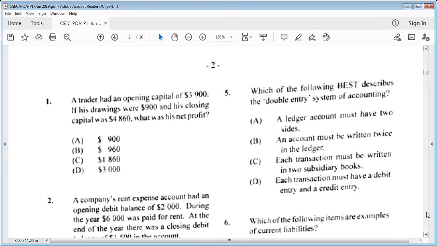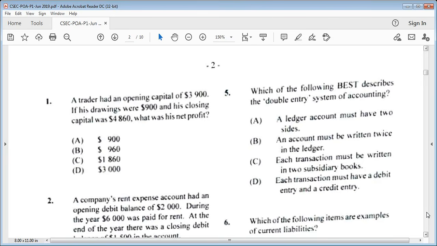Our first question says, a trader had an opening capital of $3,900. If his drawings were $900 and his closing capital was $4,860, what was his net profit? A, $900, B, $960, C, $1,860, or D, $3,000.